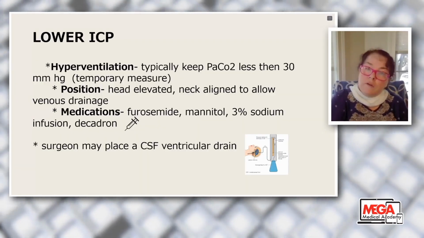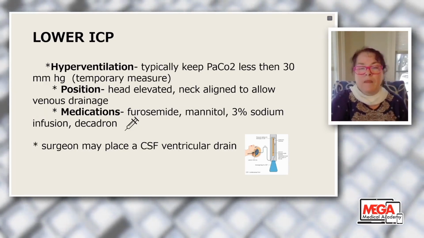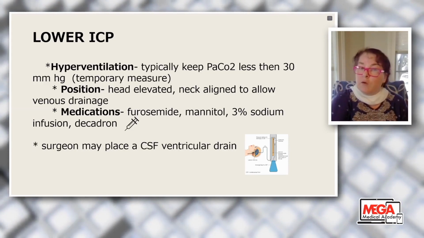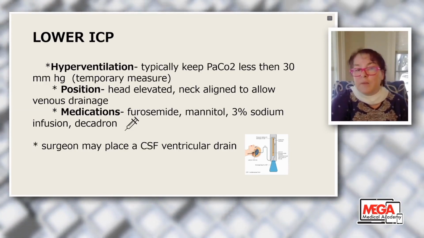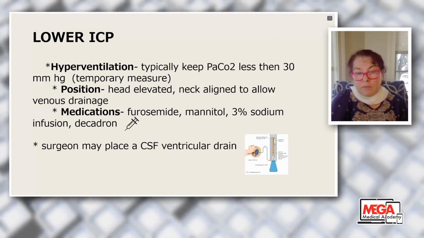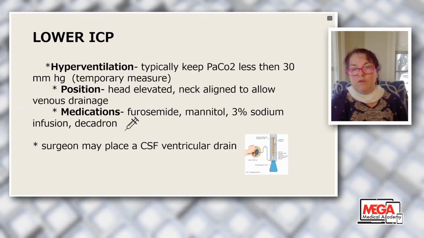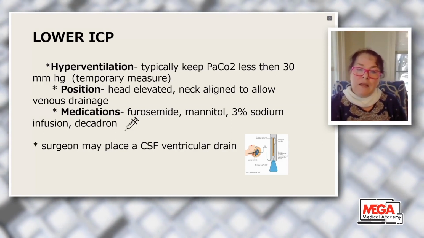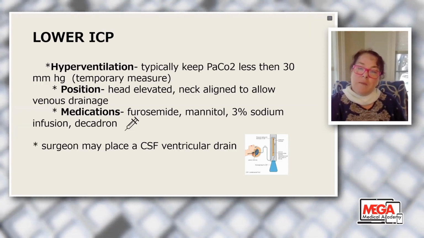So how can we do this? How can we lower our ICP? Well, the easiest way is to hyperventilate. It's very easy if the patient's already intubated. If the patient is not intubated, you can make them hyperventilate before surgery if you felt that you needed to. But usually this is something we would do after they've been intubated. You would intubate them and hyperventilate them.